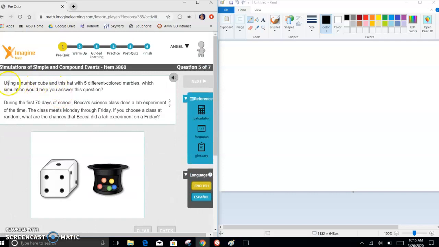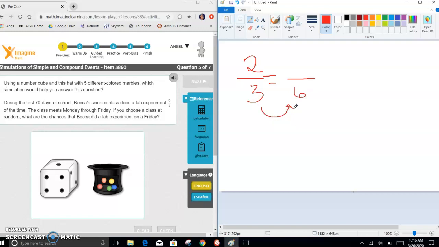Alright, now they want us to do another simulation. Using a number cube and this hat with 5 different colored marbles, which simulation would help you answer this question? During the first 70 days of school, Becca's science class does a lab experiment 2/3 of the time. The class meets Monday through Friday. So that's my 5, and then this represents my 2/3, so this would be my 6 faces over here. But remember, 2/3, I have to get complex here. So instead of simplifying, I have to make it more complex. So I want it out of 6.